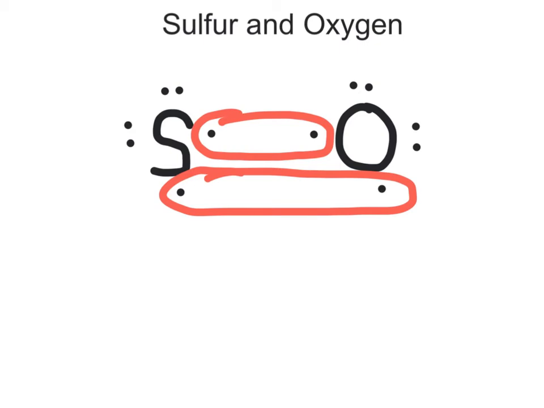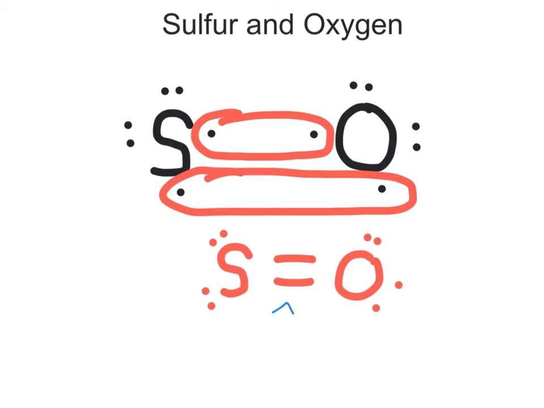Another way that we can write this is in a structural formula, which is where we show our shared electrons as lines. Okay, and then we just add our extra electrons on. So our formula here is SO, and because we're sharing two pair of electrons, we call this one a double bond. Okay, so a double covalent bond is whenever two pair of electrons are being shared.